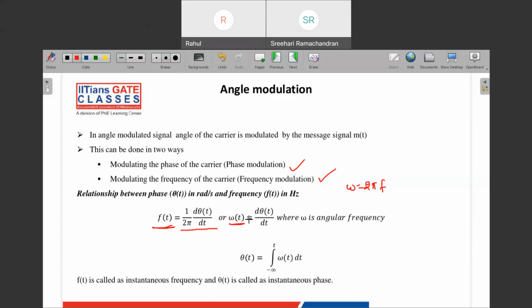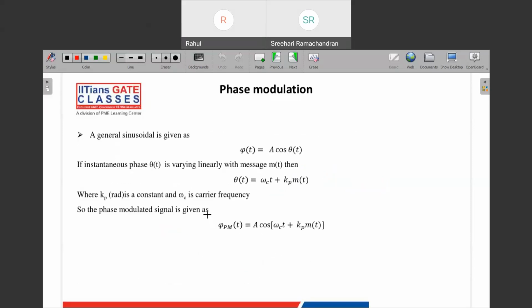So the frequency in radian per second is equal to the differentiation of the phase, or you can say that the phase is equal to the integration of the frequency. Now this f t, or omega t, or theta t, is the instantaneous value of the phase and the frequency. Let me go to the next slide. So first is the phase modulation.